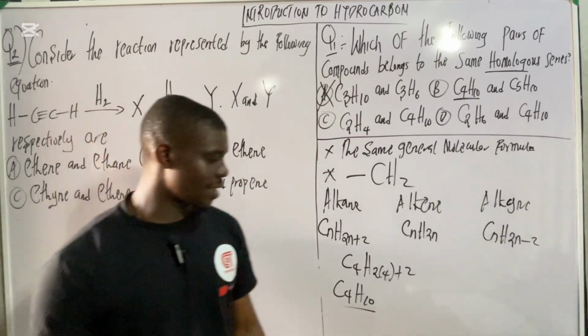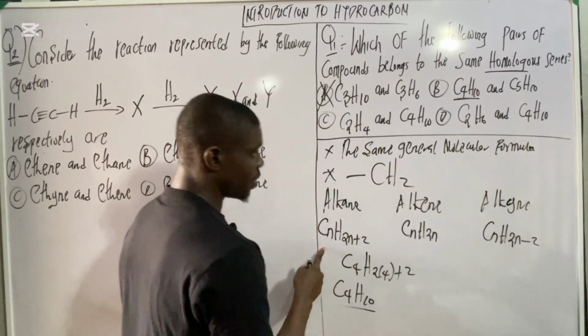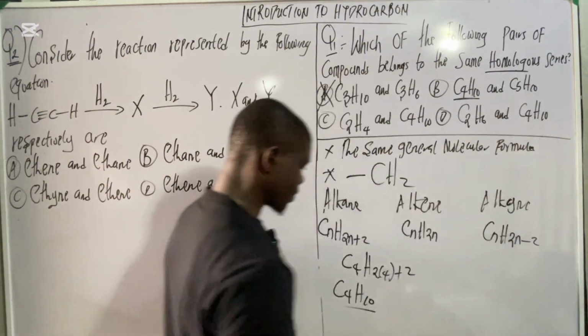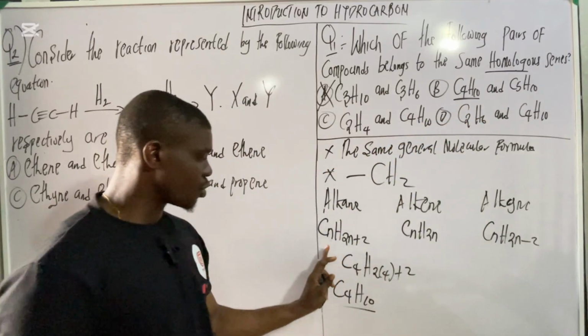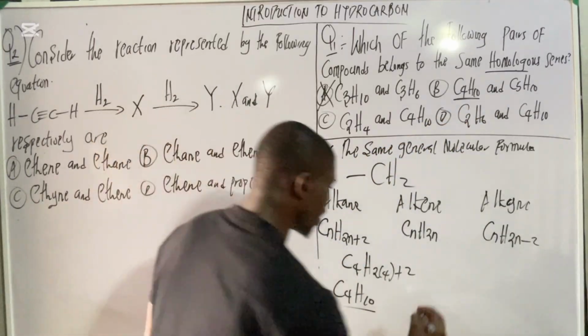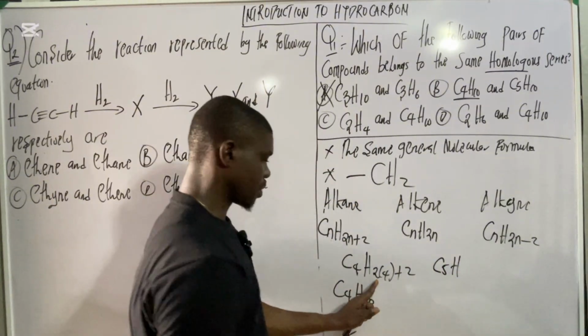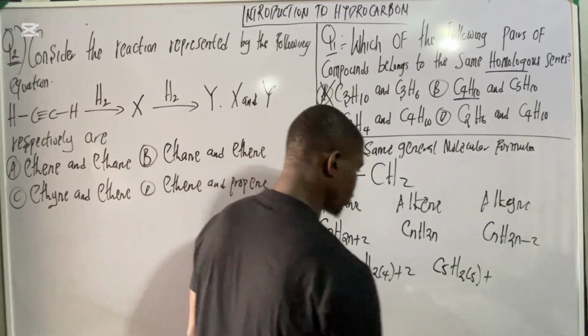Just this one fits it. Now, let's plug this one here and see if we are going to get C5H10. If you plug this one into the other one here, you are going to get C5H, here we have 2n plus 2.